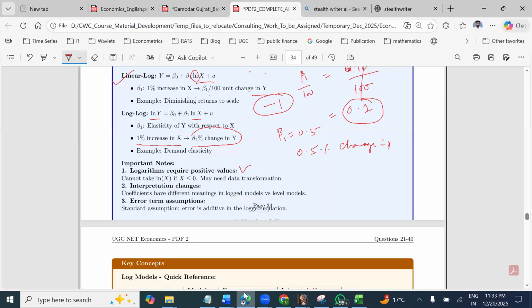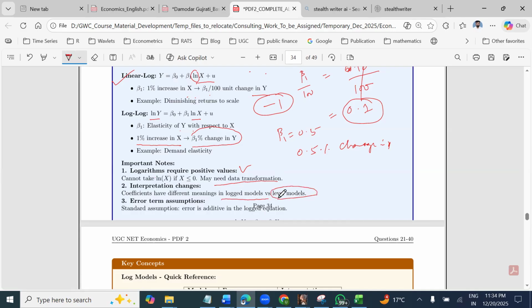So what we have learned? Logarithmic requires positive values only. You cannot transform the x value or independent variable if x is less than 0. You may need data transformation. And interpretation is different: coefficients have different meaning in a log model versus a level model.